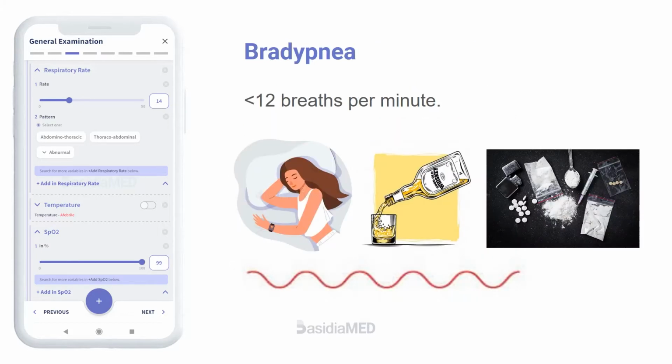A respiratory rate of fewer than 12 breaths per minute is referred to as bradypnea. It can be physiologic while the patient is sleeping. Other causes include alcohol consumption, cerebrovascular accidents, and opiate overdose.